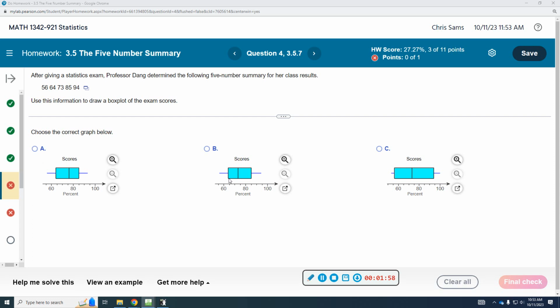Let's check those here. So say 64 looks good. If this is 65, 70, this would be 75. That median is about in the right spot. So just based on the positioning of the lines according to the number line, the labeling, B would be your best answer.